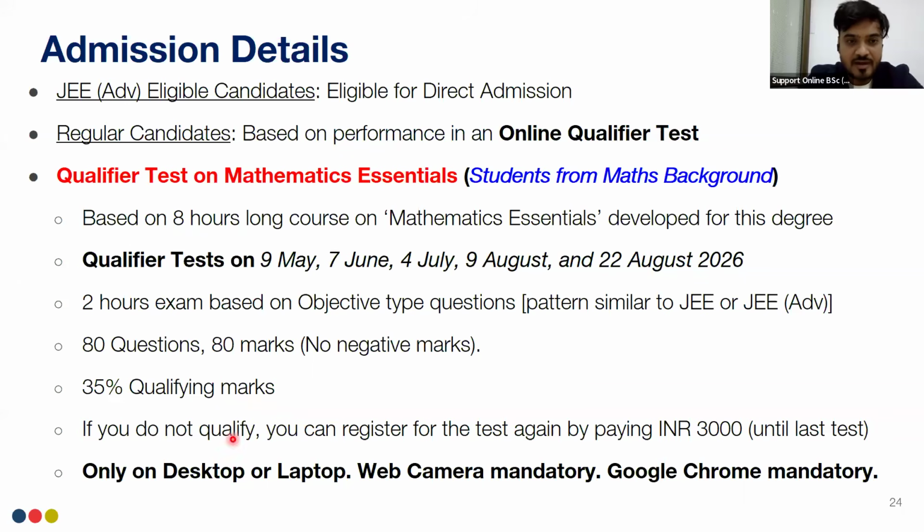However, if you do not qualify in your first attempt, you are free to register for other slots by paying only the qualifier fee again until the last test. You have to pay the 3,000 fee again if you wish to write the qualifier test in other slots. As I've already mentioned, the exams can only be taken on a desktop or laptop. A web camera is mandatory, and you also need to install Google Chrome if you don't currently have it, which is also a mandatory requirement.